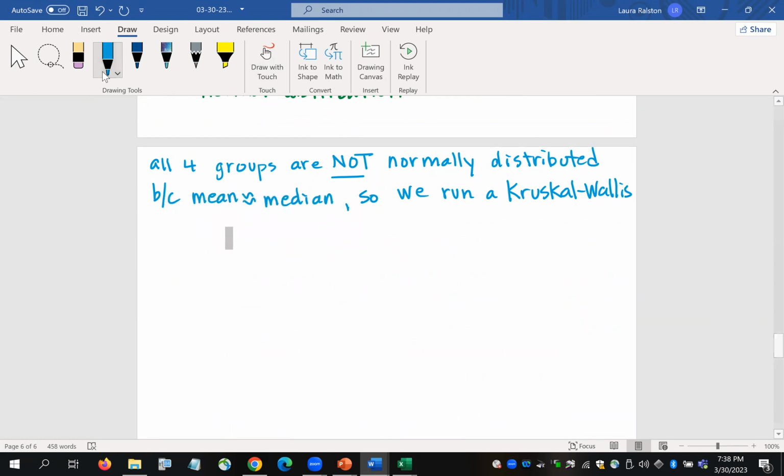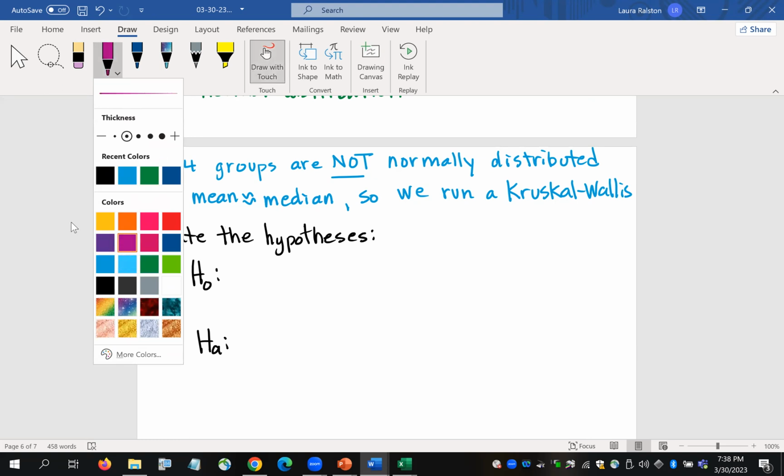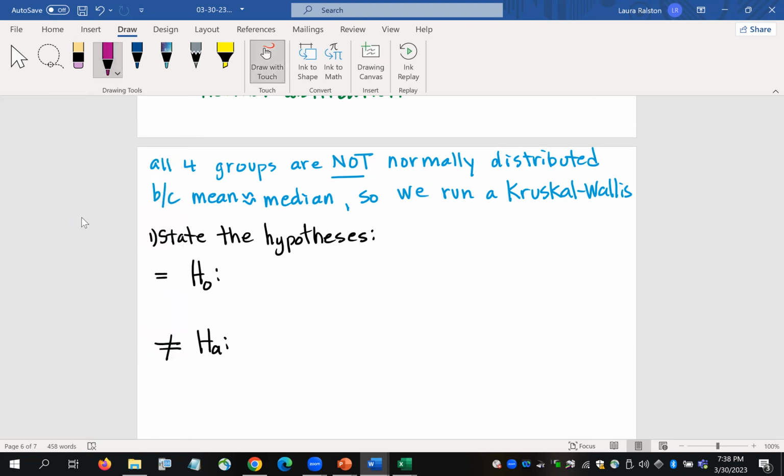I mean, you're still going to state your hypotheses. So the first step is to state the hypotheses. The null has to imply that it's equal. The alternative will imply it's not equal. And again, we use basically the same phrasing that we had before, except we're looking at the medians.